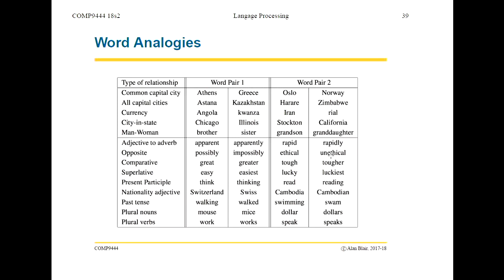And then here are some other examples. So capital city, currency of a country, what the money is called, what state a city is in, brother, sister, so king, queen, you can have brother, sister, grandson, granddaughter, and so on. So there's quite a variety here of different relationships.